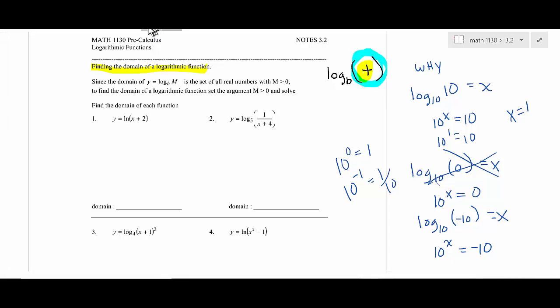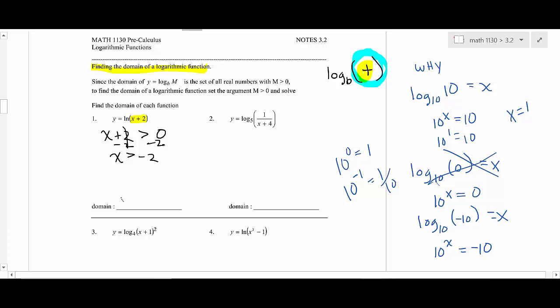So when you're finding all of these domains on this page, what you need to do is focus just on what we call the argument. That's what you're taking the log of. What you would do in this problem, and this one's real simple, is take that and ask, what does it have to be greater than? 0. There you go. Now that's a simple inequality to solve. You can subtract 2 from both sides, so you'd have x is greater than negative 2.